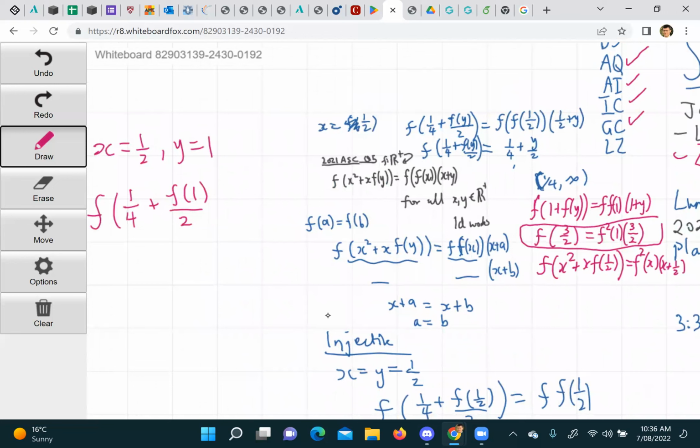Oh wait, it's injective. I'm so dumb. I could have used that trick so many times. Wait, what did you get in the end? I'm certified dumb. 3/4. Wait, is that what you said you got? Half times 1 plus half, which is 3/2.